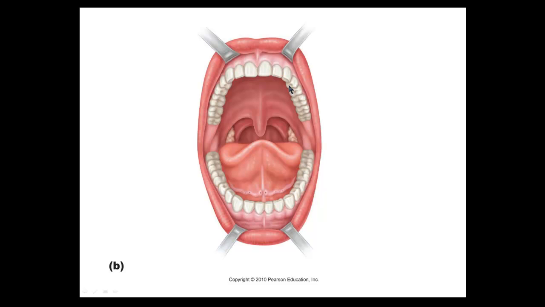Then we have a pair of premolars. So if we count, we've got the first 4 teeth, then we have the canine, then we have a pair of premolars on either side. These are also called the bicuspids, and if you feel those with your tongue, you'll feel they have 2 cusps or 2 points on them on the surface. Those are the bicuspids. So we have a pair here, and we have a pair here, the bicuspids.